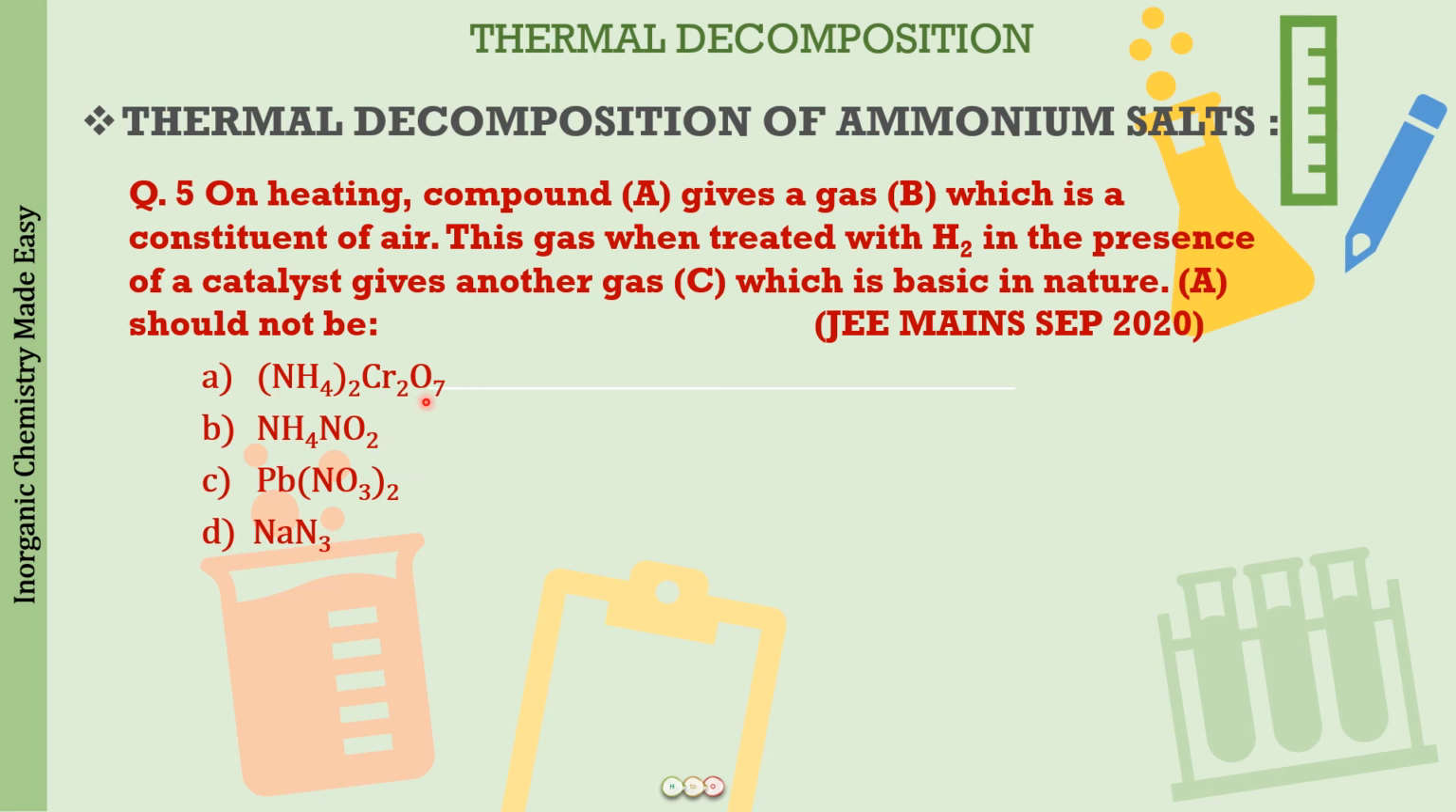So ammonium dichromate, you know what the answer is on heating, what it is going to give. Then ammonium nitrite also you have learned. Lead nitrate, because we will be learning about the metal nitrates in the next lecture. So we will be discussing the solution to this in the next lecture. And sodium azide is going to be just like we did barium azide in one of the questions. So do try it, and then we will be discussing it in the next lecture.